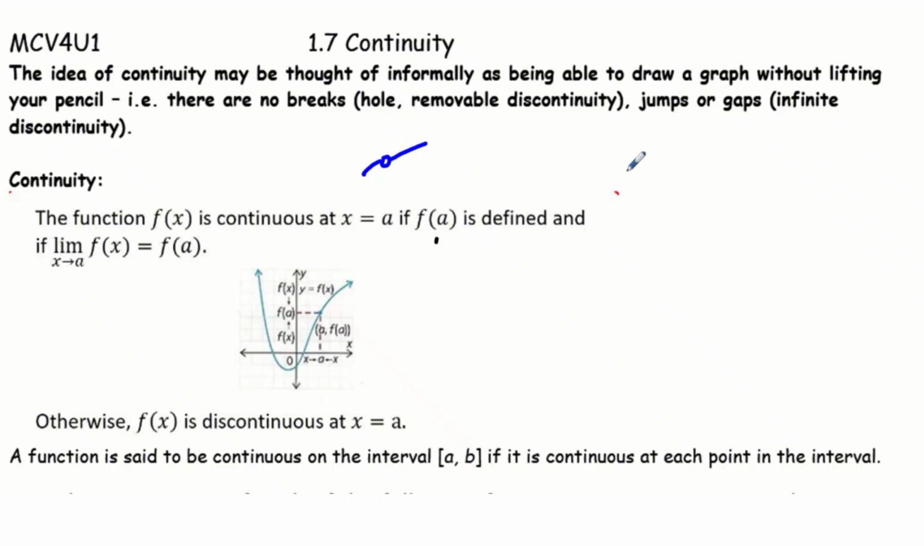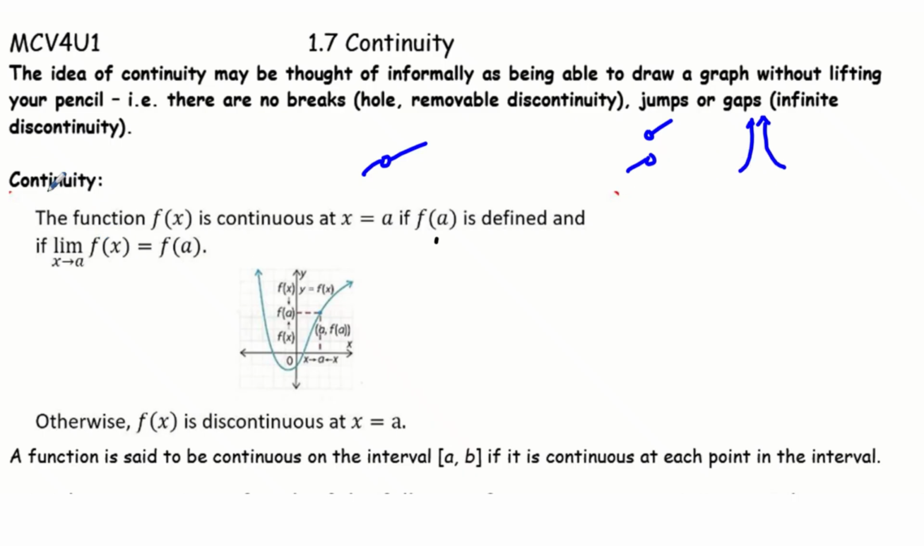And the jump is from both sides. The function is not approaching the same limit, so there is a jump. And the gap is where both sides of the function approach infinity, but they are not continuous at that point. So the last two are not removable.